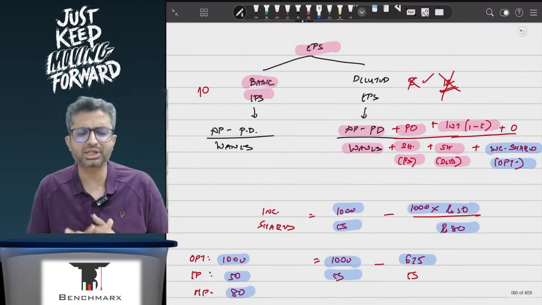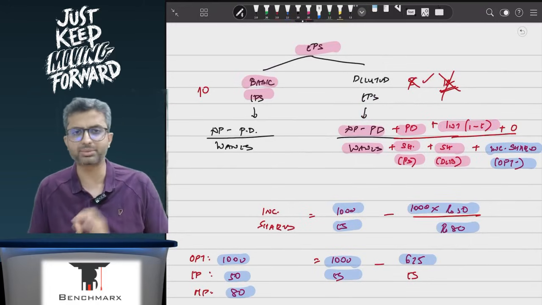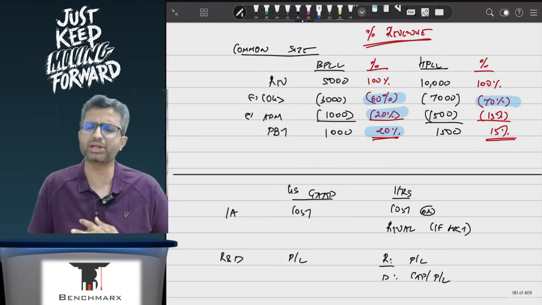So this is in the case of diluted EPS. On the face of the income statement, you need to report both the basic as well as the diluted EPS.